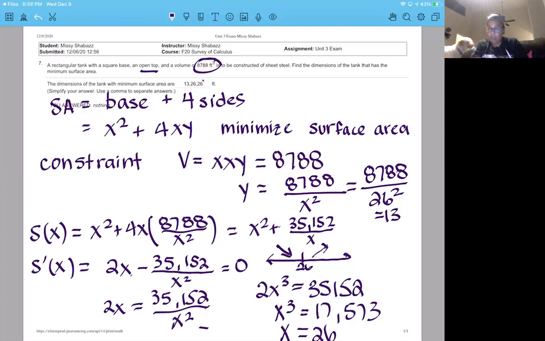Okay. Now it asks for the dimensions, so that is going to be one side of y and two sides of x. So a 13 by 26 by 26. So that is my answer.